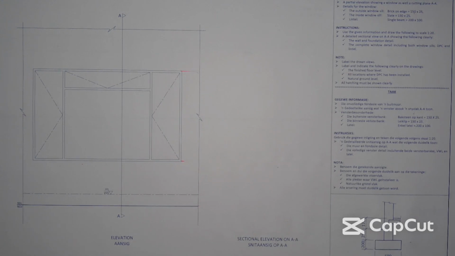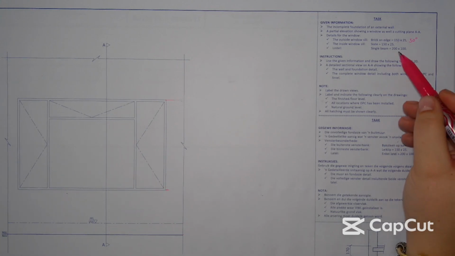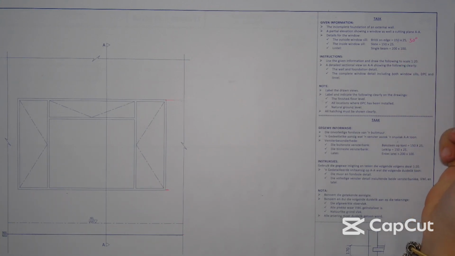Okay. Then you have details for the window, which is that the outside window sill is a brick on the edge, that we usually draw at a 30-degree angle. Then we have the inside window sill. It's slate and it is 150 by 25. Then we have a lintel. A lintel is the thing at the top of your windows and doors to help with support. That's a single beam and it is 200 by 100 millimeters.